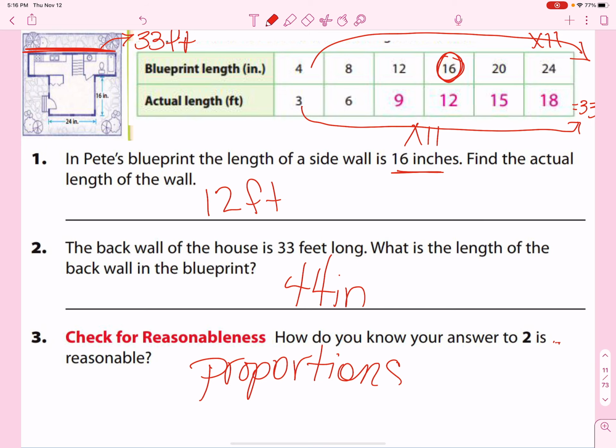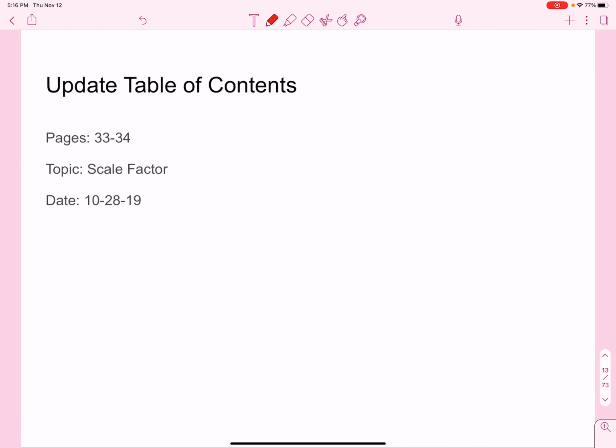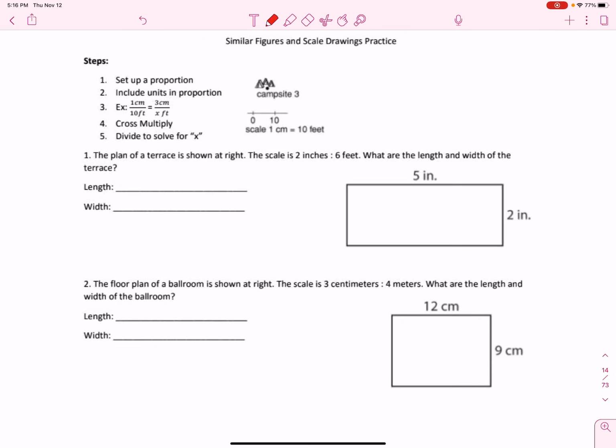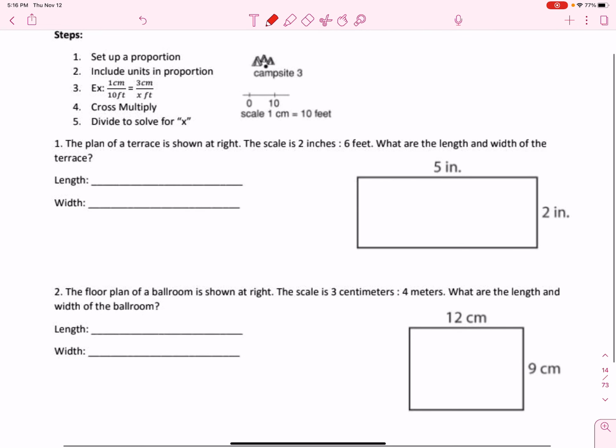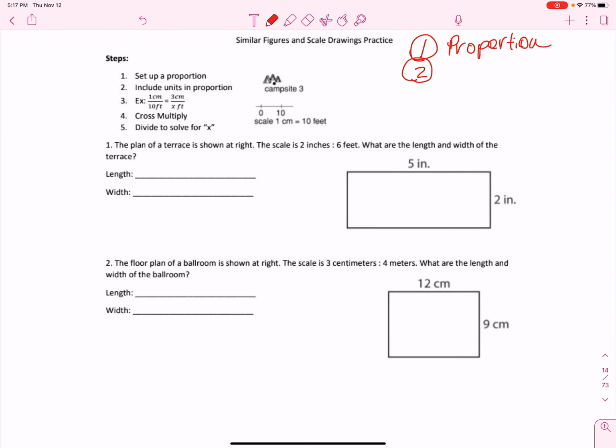Did anybody say we came up with proportions? Good. All right, so we have some notes I want us to look at together today. We're going to use what we know of similar figures, and we're going to look at scale drawings and come up with the size of real objects. So the first thing that we have to do is set up a proportion. And to do that, we need to include units. It's going to help us line our stuff up.